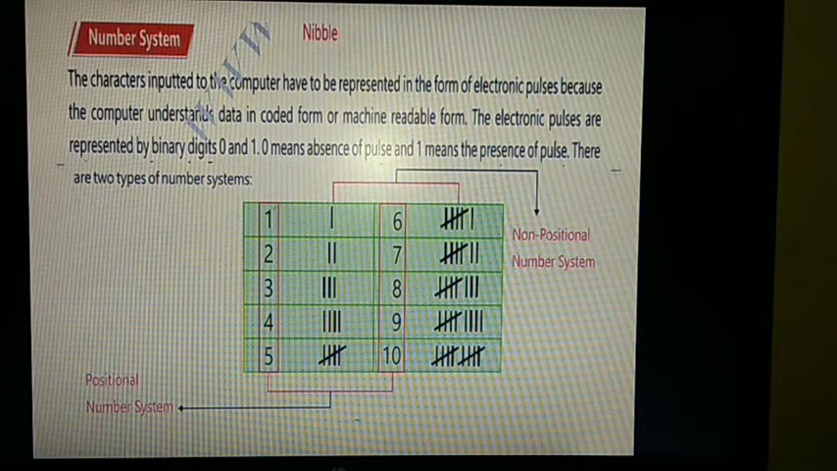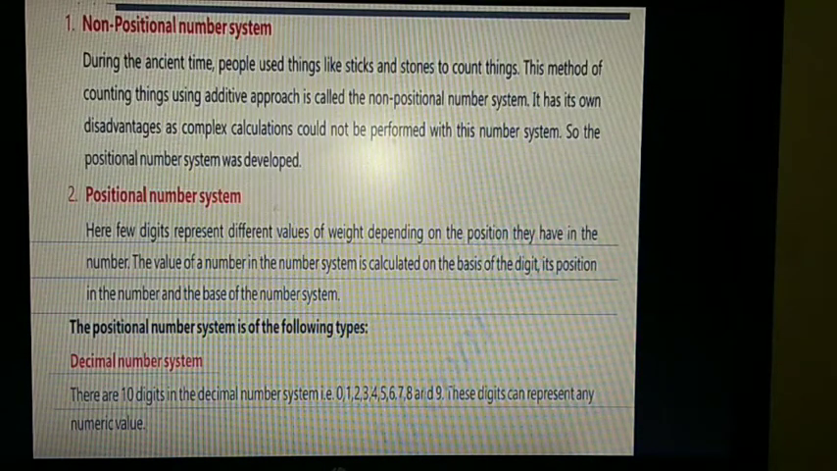Again I explained the number system topic, where number systems were divided into two types, that is positional number system and non-positional number system. Non-positional number system was used during earlier days, where people were using sticks and stones to count things, whereas in positional number system people use digits which carry different weightage in their values.